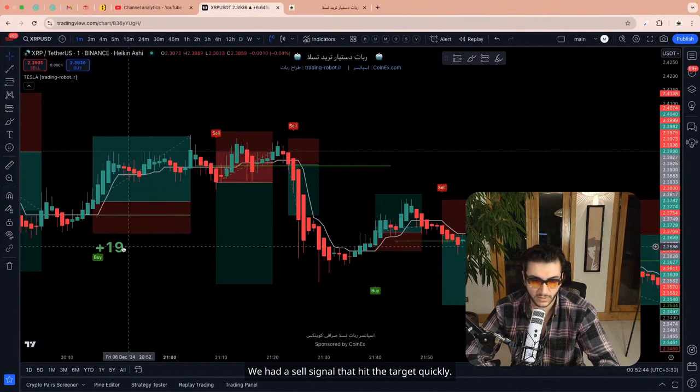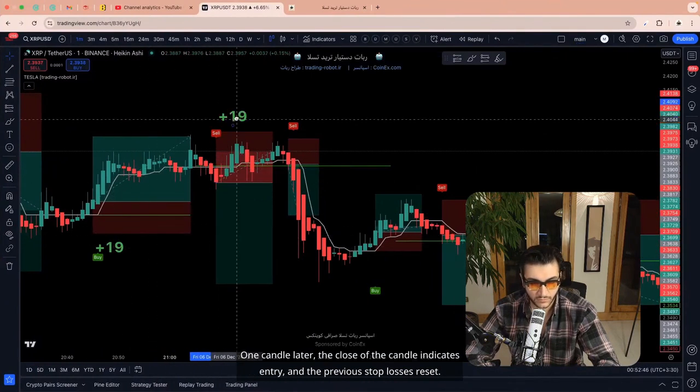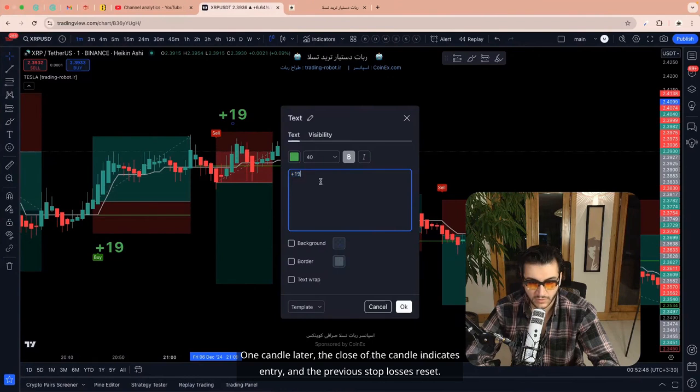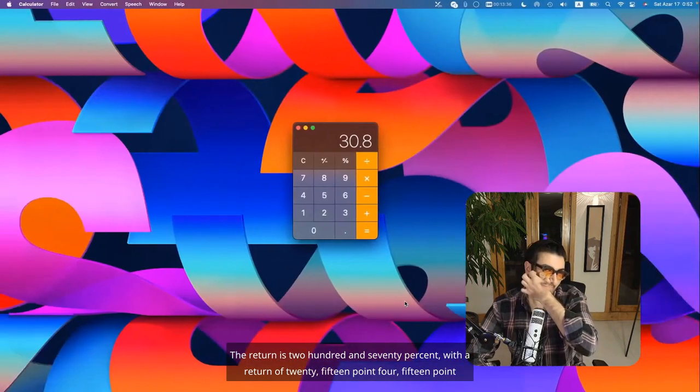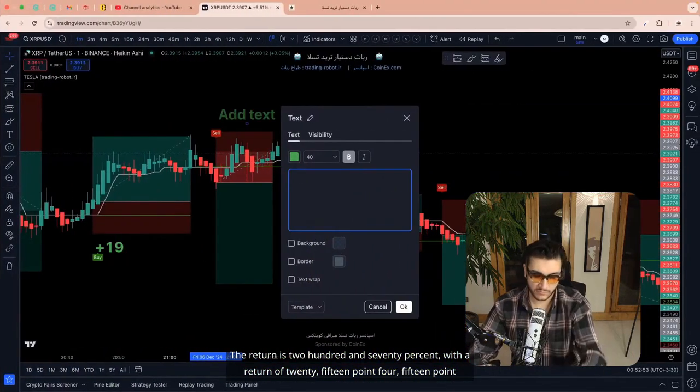We had a sell signal that hit the target quickly. One candle later, the close of the candle indicates entry, and the previous stop loss is reset. So it doesn't get any simpler than this. The return is 270% with a return of 20, 15.4, 15.4.